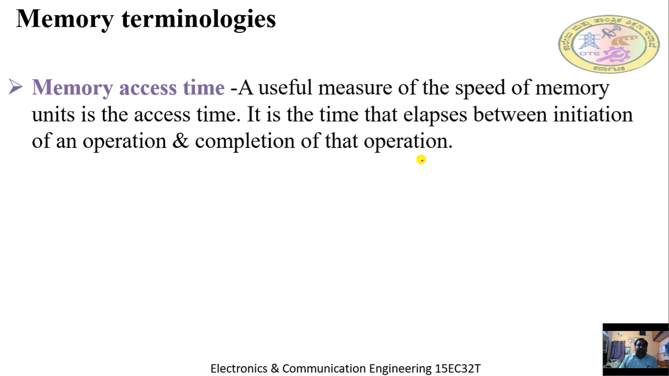Next one is a very important thing, that is memory access time. It is a useful measure of the speed of the memory units. It is the time that elapses between the initiation of an operation till the completion of that operation. So the memory access time is a useful measure to calibrate the speed of a memory access.